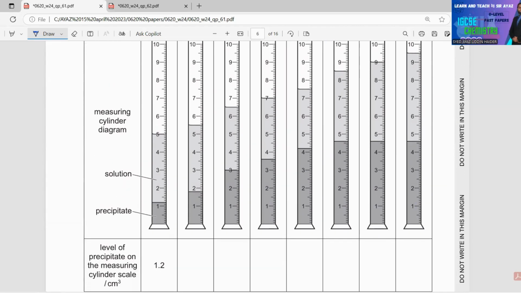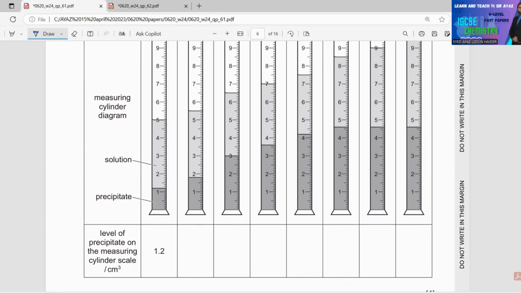Now here we have a measuring cylinder diagram showing solution with precipitate. You have to write down the level of precipitate on the measuring cylinder scale in centimeter cube. For instance, in the first one they have shown it's 1.2. So what about the second experiment? It is 1.8, so I will write 1.8 here.